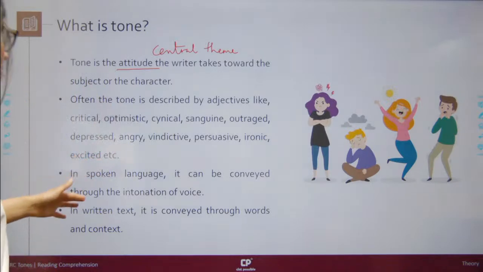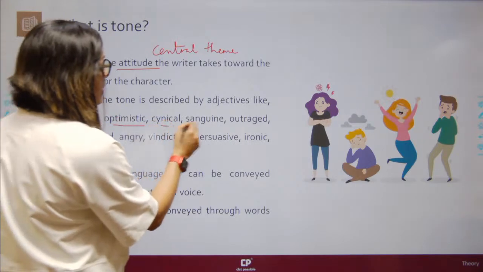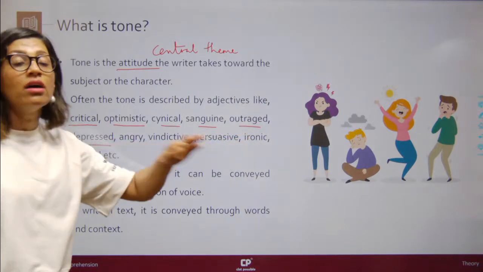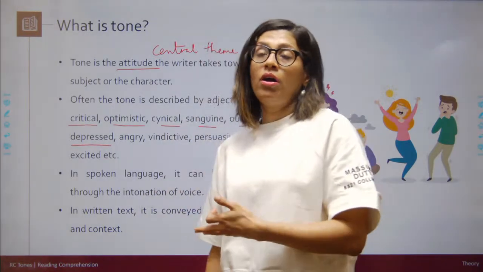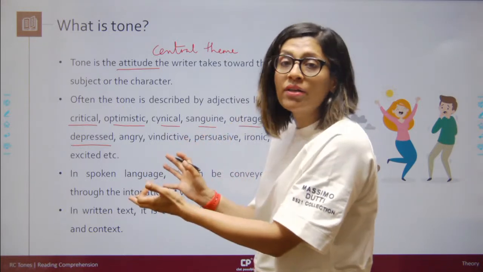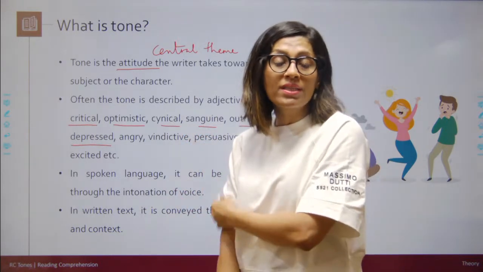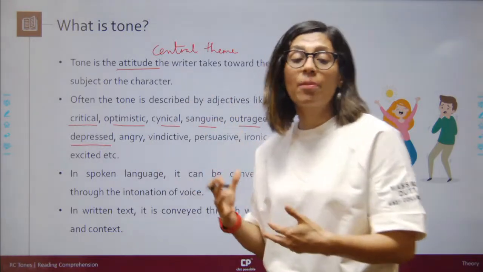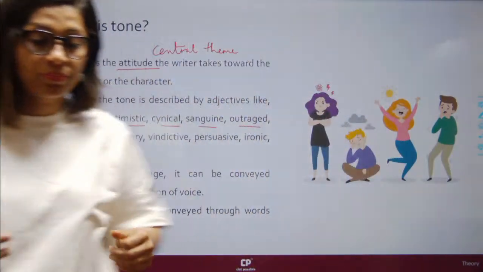So you must have seen words for tones like critical, optimistic, cynical, sanguine, outraged, or you must have seen these terms in the other questions on theme. The author is outraged, or the author talks about the outrageous movement of the government, or the author is describing something. Any of these adjectives, when they are a part of the central theme, are nothing but the tone incorporated in the theme.